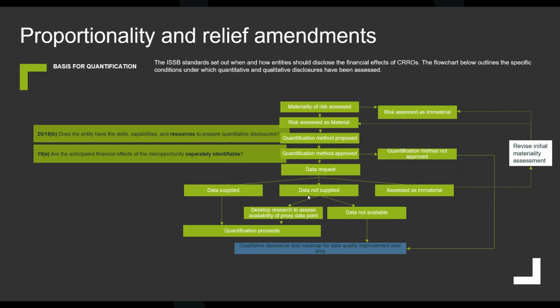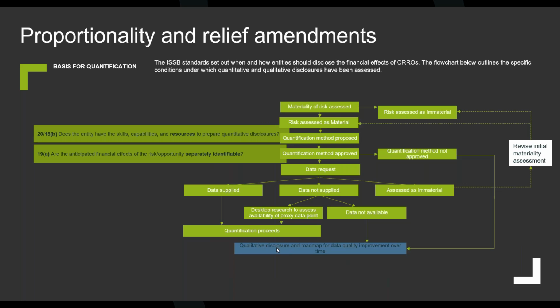If it's material, you might find data isn't available, so either a qualitative process comes back into play in conjunction with the data improvement plan, or you try to plug the data gap via a combination of desktop research, benchmarking, use of whatever primary data you have been able to obtain, even if only partial, and in that case you can move on to quantifying those risks.